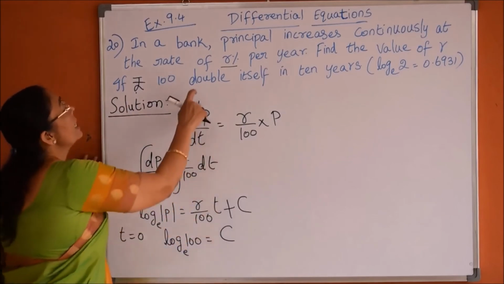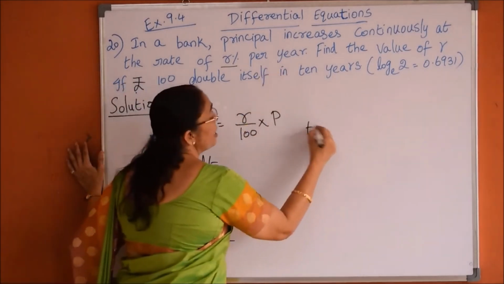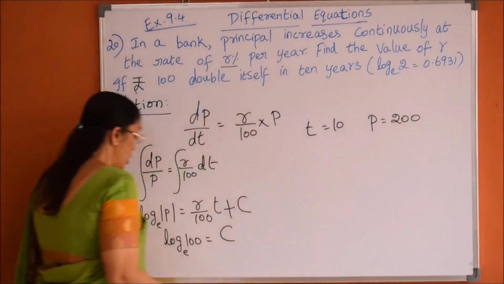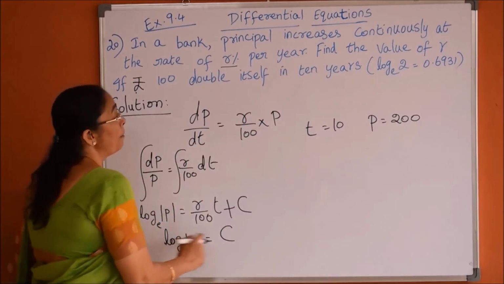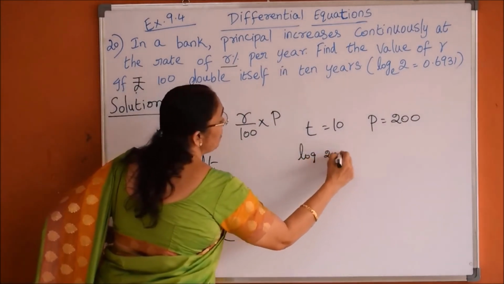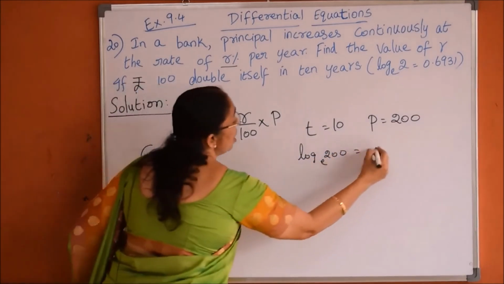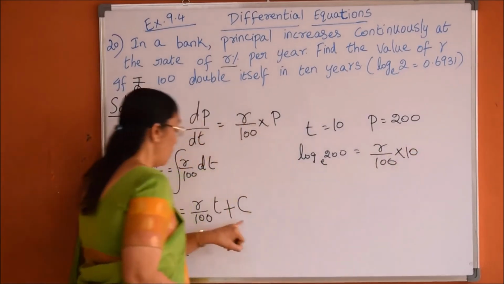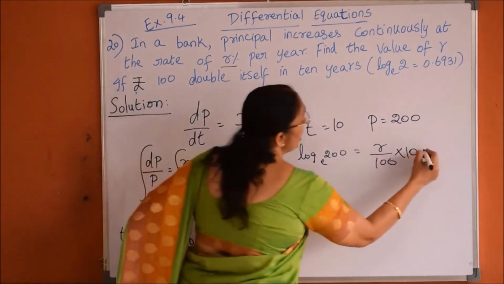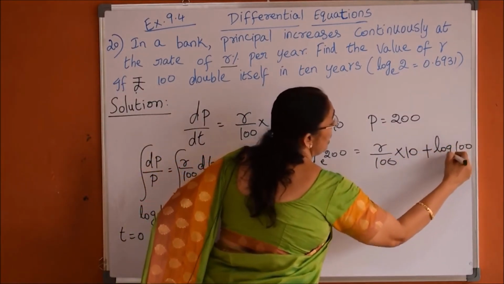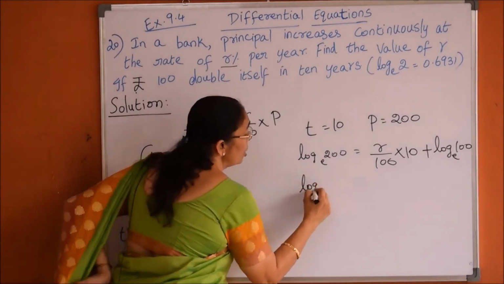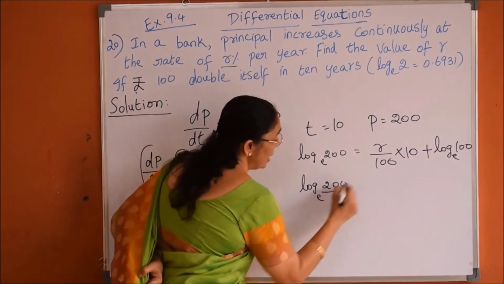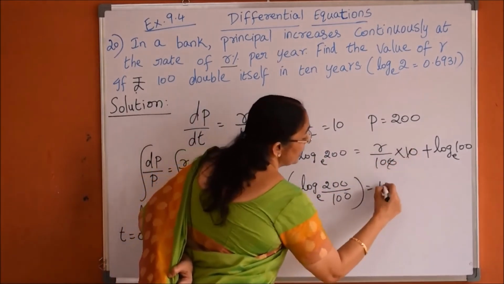Now the second condition: it doubles itself in 10 years. That means when t is equal to 10, the principal is 200. Now substituting these values here, log 200 base e is equal to r by 100 into t, at that time t value is 10, plus C. We got C value already, log 100 base e. So on simplification, log 200 minus log 100, which is nothing but log 200 by 100 base e, is equal to 10r by 100.